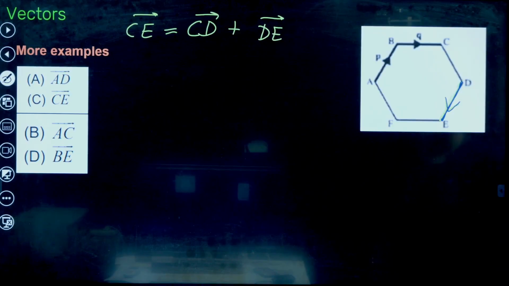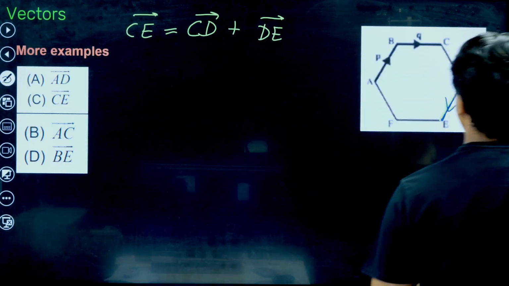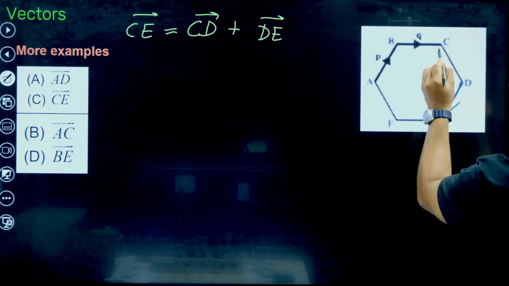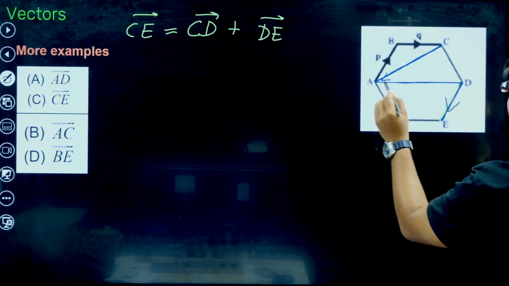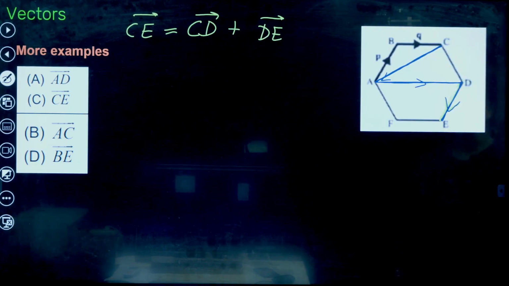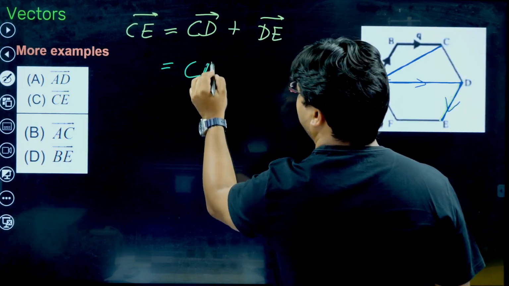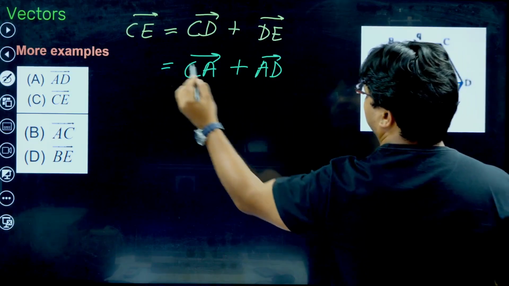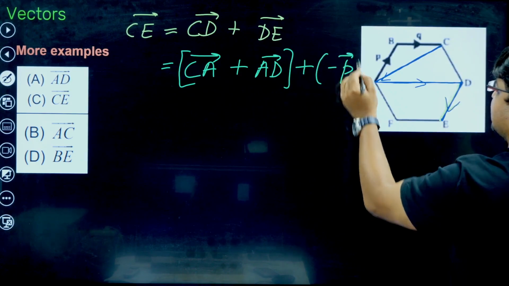Now CD vector. How do I get CD vector? Watch this. To get CD vector, I can write CD vector as CA vector and then AD vector. So CD can be split into CA vector plus AD vector. And DE is same as minus P.